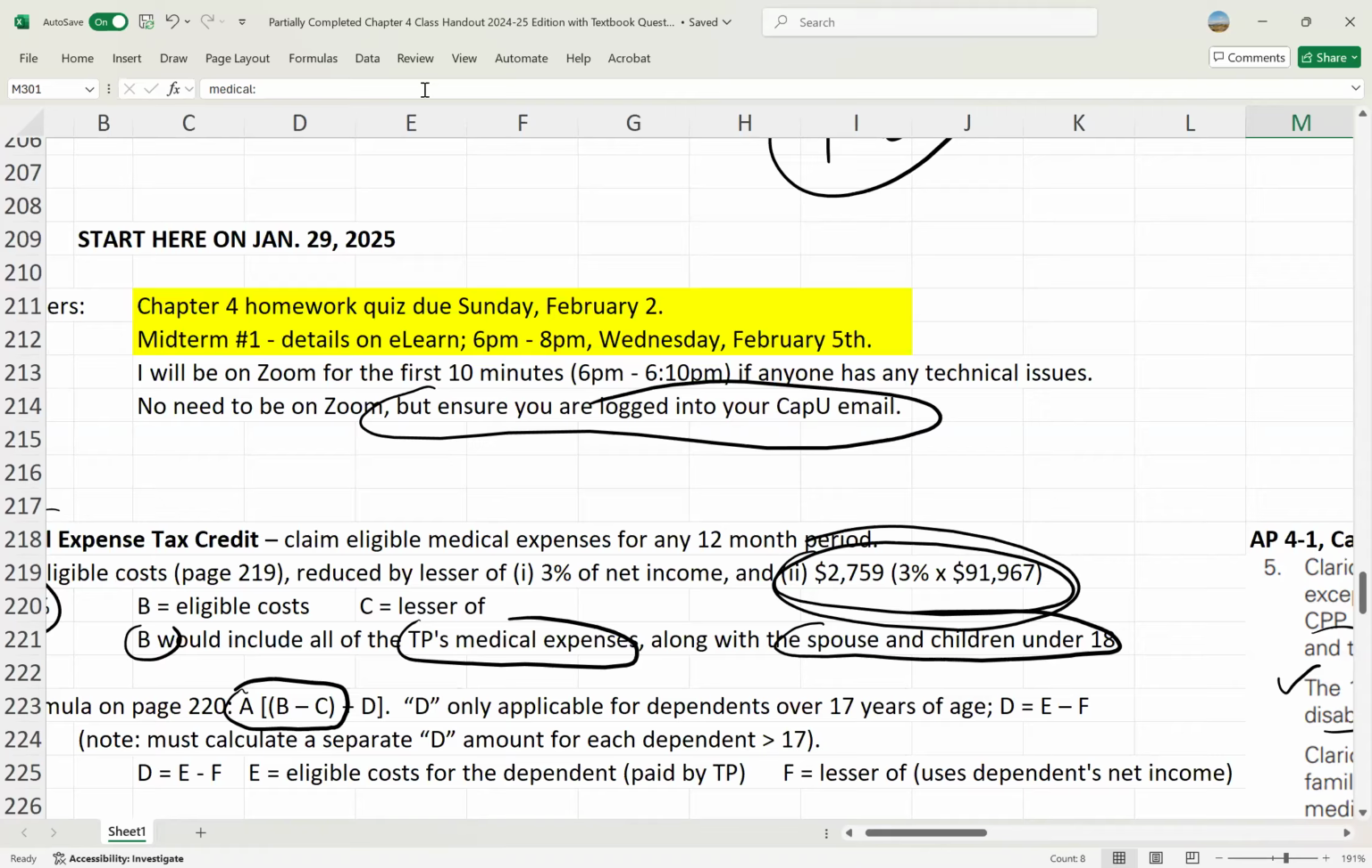Chapter 4 homework is due this Sunday, so make sure you get that done and submitted on time. And if you have any questions while you're studying, feel free to reach out by email. I'll try to answer your question by email. If for some reason we can't answer your question by email, we can always set up a Zoom session on Monday or Tuesday or Wednesday before the exam as well.